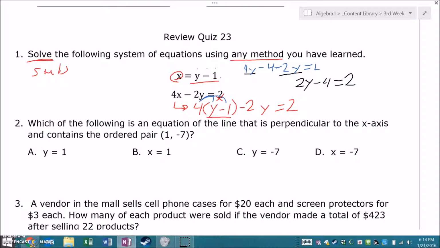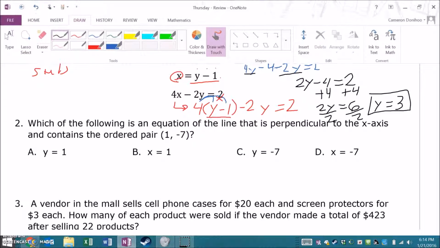Alright, now I'm just solving a simple two-step. Add the 4 onto here to get 6. 2y stays, that's 6 now. Okay, divide it, done. My y value is going to be 3.